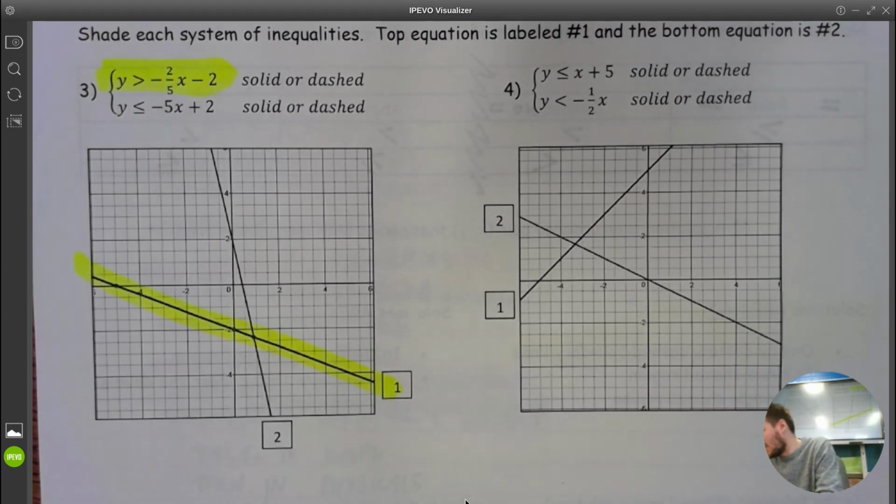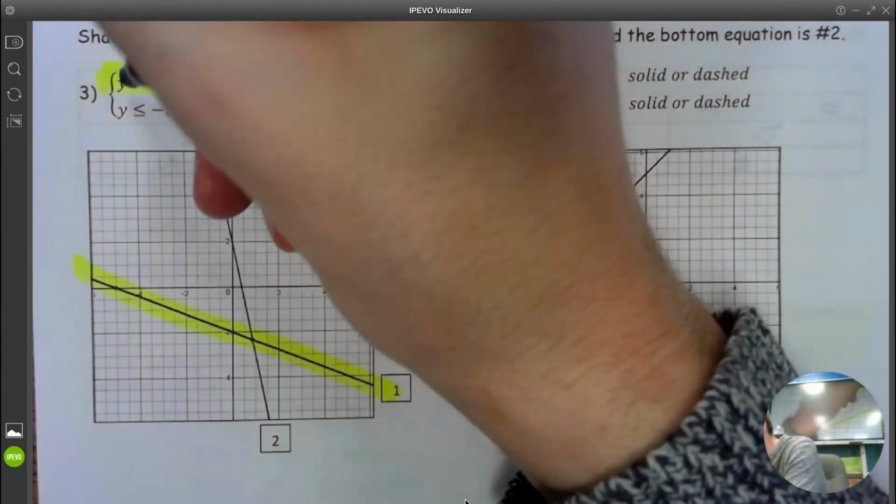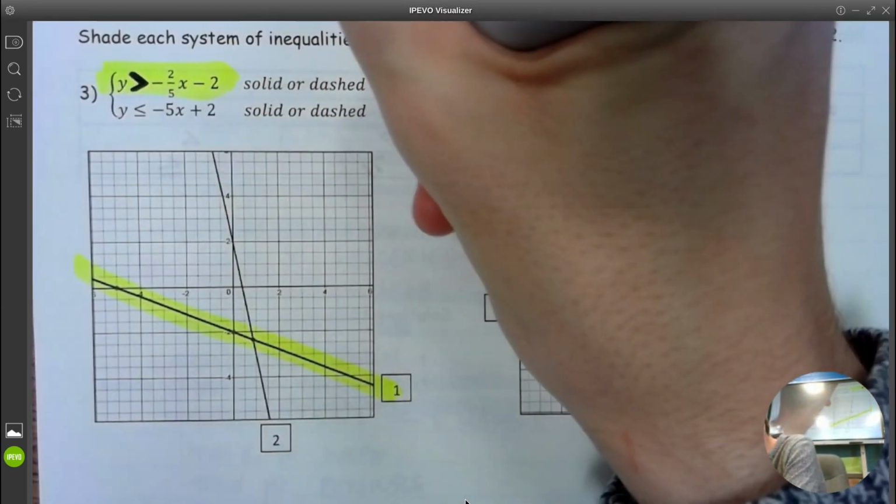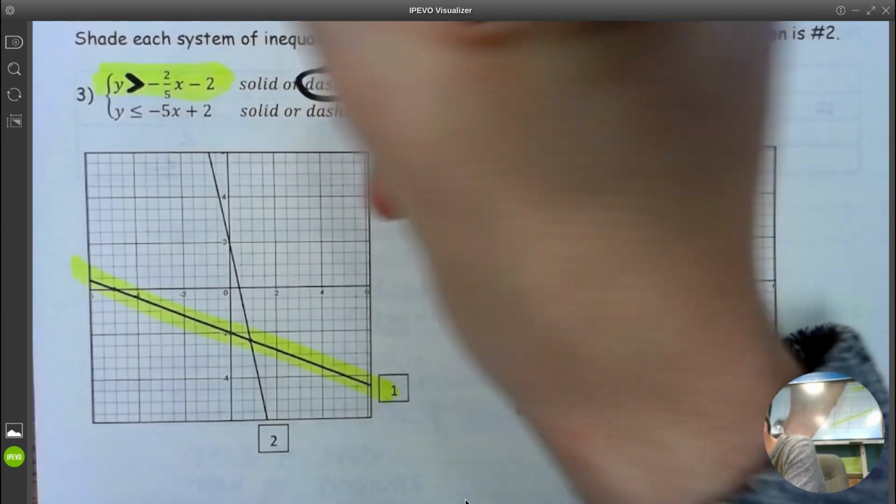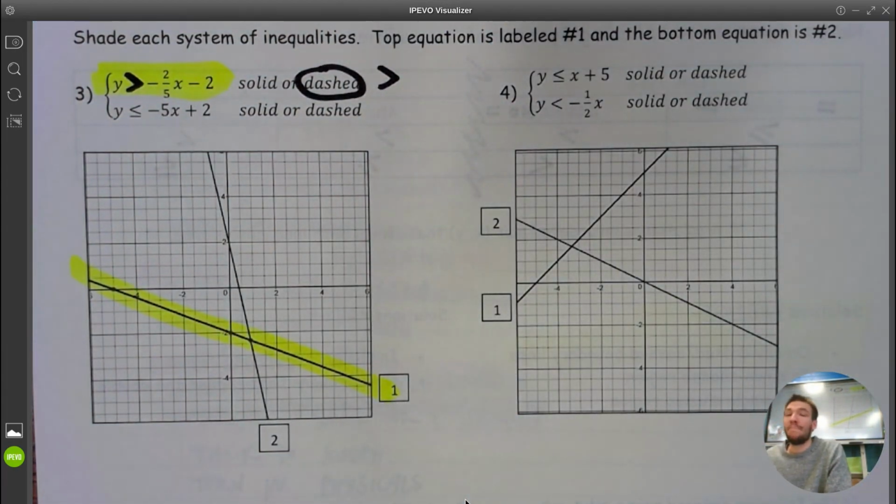Okay? If we look at graph number 1, is this supposed to be solid or dashed? It's a greater than symbol, dashed. You guys are correct. Is it supposed to be above or below? It is a greater than sign.